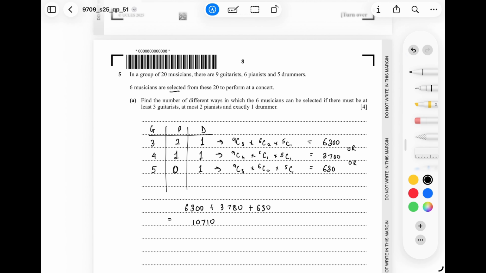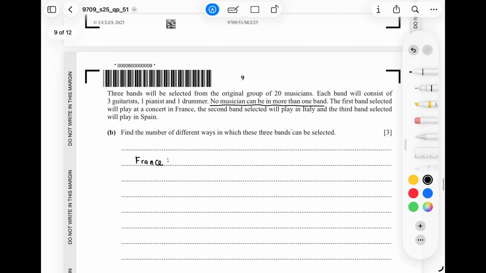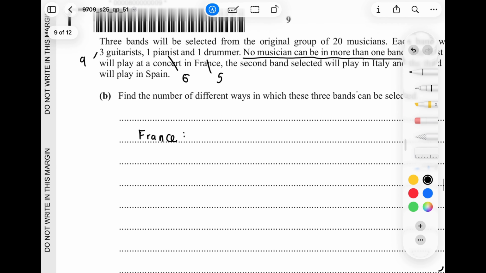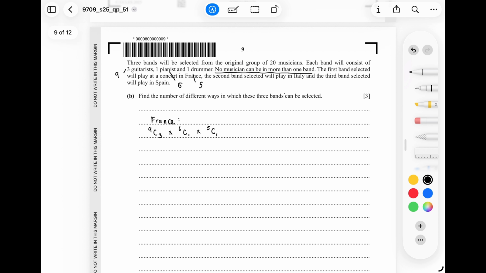9 guitarists, 6 pianists, 5 drummers. Let's write that down. So there's actually 9 guitarists, 6 pianists, 5 drummers. That's the total number. Okay, so France, 3 guitarists. Out of the 9 guitarists, you choose 3. 1 pianist. Out of the 6 pianists, you choose 1. And 1 drummer. Out of the 5 drummers, you choose 1. Great. Let's move on to the next country.